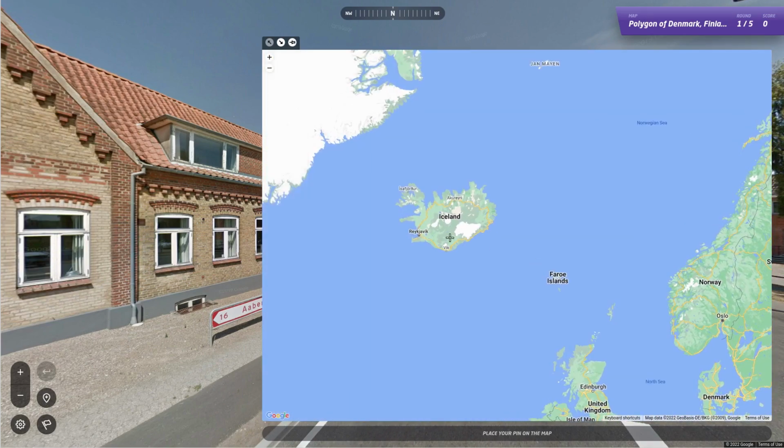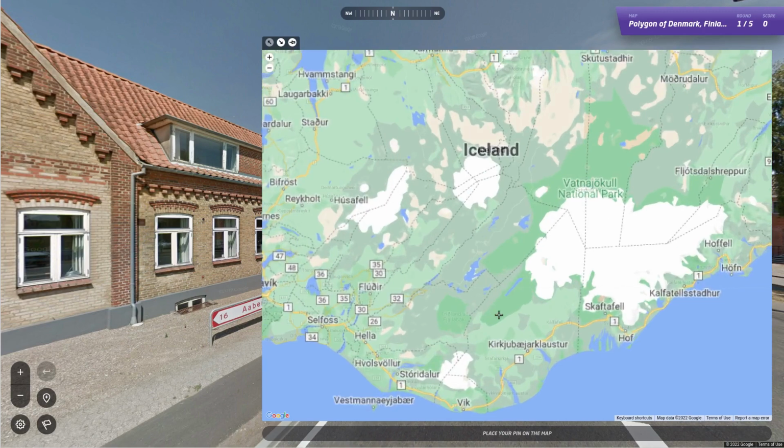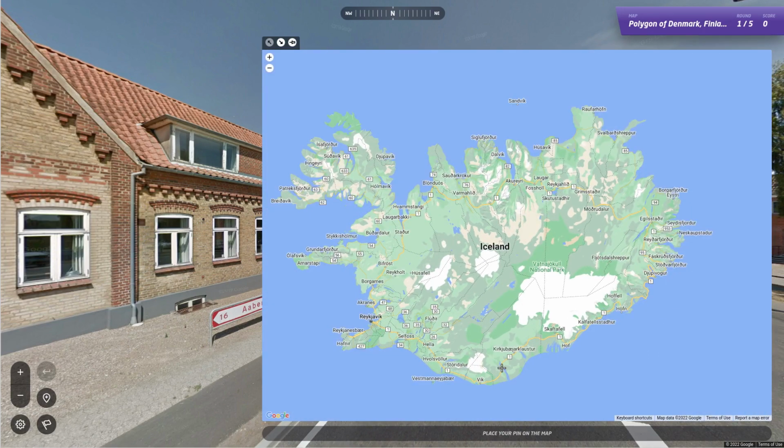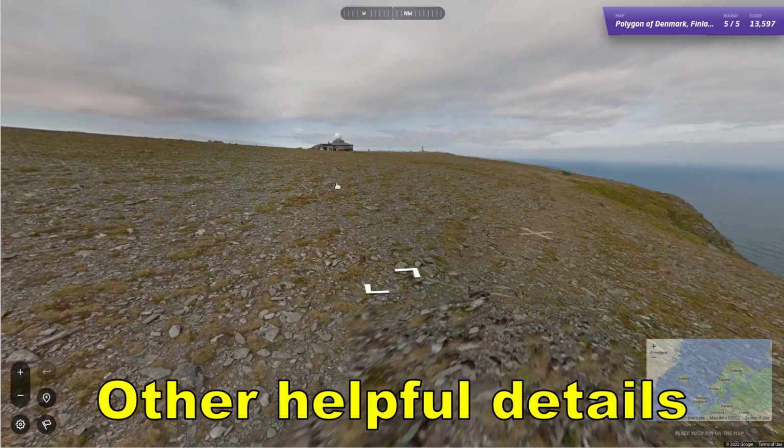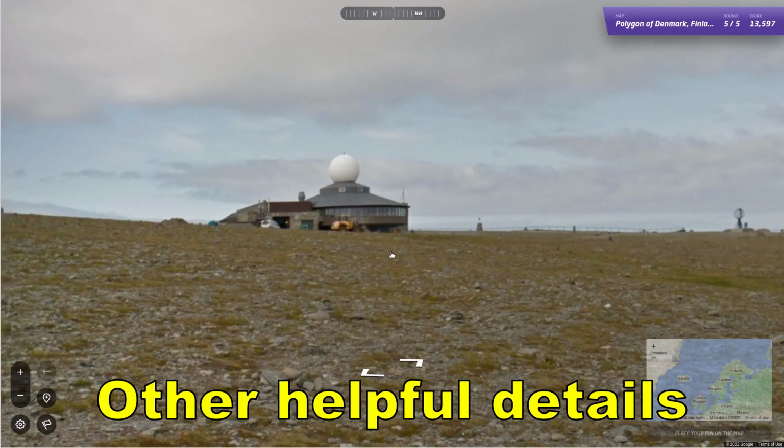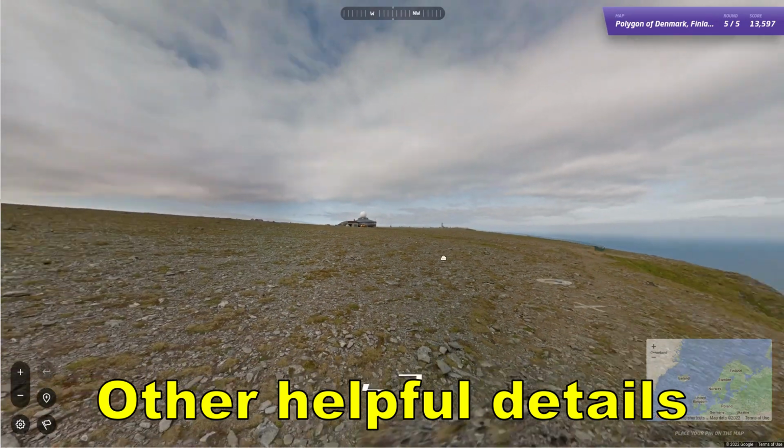And then in Iceland there is road number 1 which goes all around Iceland, and the others go somehow regionally, that here are 3, 4, 5, 6, 7, 8 and 9. And then let's look at some other helpful details.